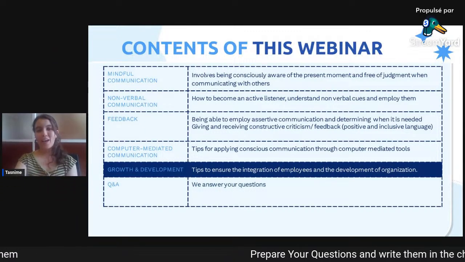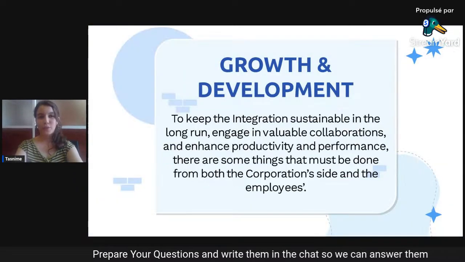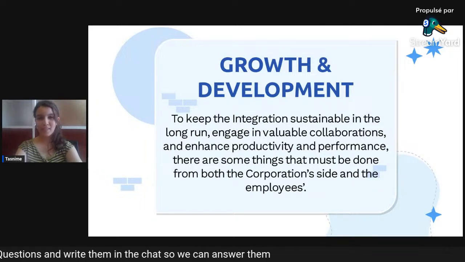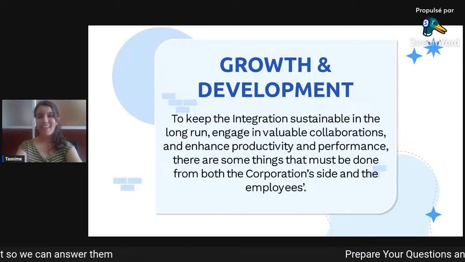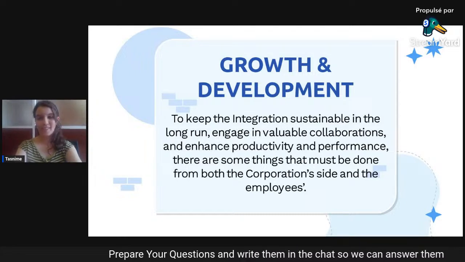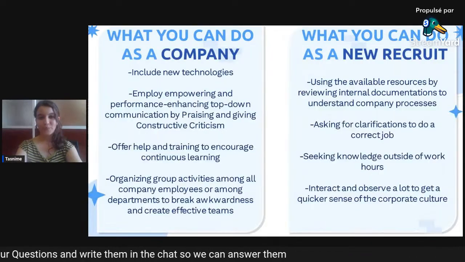So, after going over the previous points on conscious communication, we're going to focus on how to integrate into the workplace. So, to maintain integrity, engage in valuable collaboration, and enhance productivity and performance, there are some things that must be done from both the corporation side and the employees. So, next, we'll see what the companies can do.